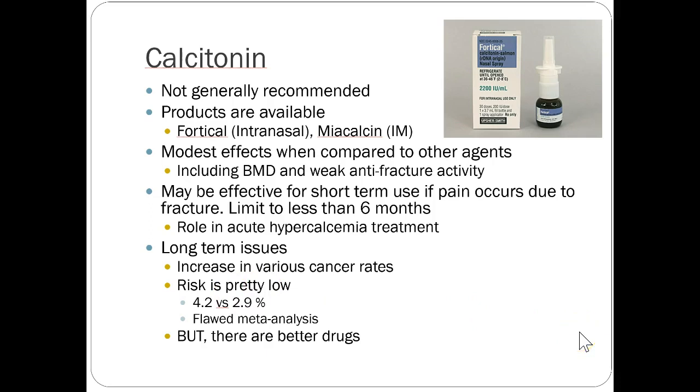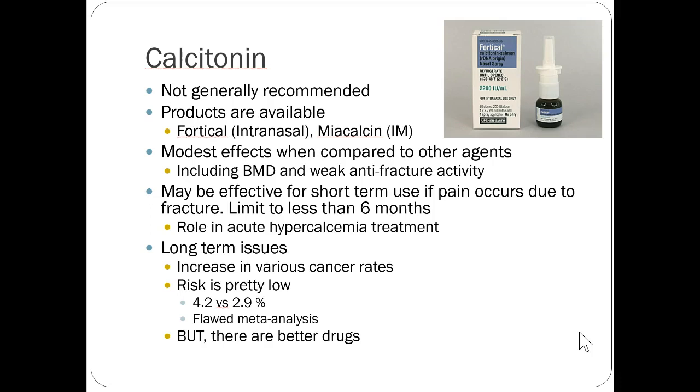Calcitonin is not generally a recommended option. It is an option, though. There are a couple of products. There's an intranasal and an IM product. There's no oral calcitonin. The effects are pretty modest. It's really just a short-term thing, and it may be effective, especially if somebody has pain associated with a bone fracture, but you wouldn't really use it that long.